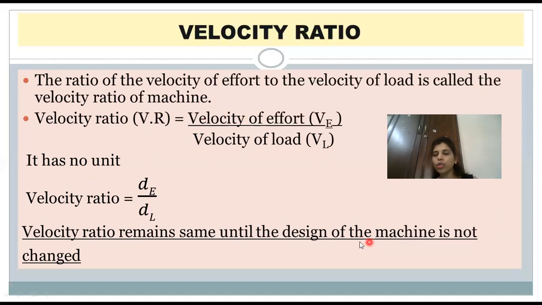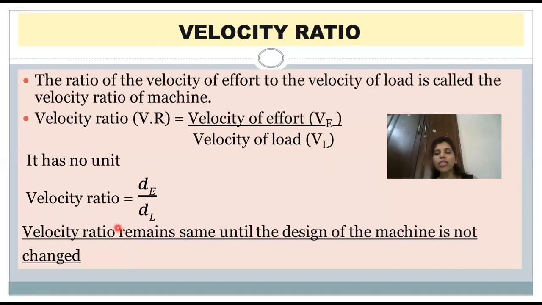Now I want to ask you one thing. You have seen that the mechanical advantage of a machine will be affected by friction and can be affected by the weight of the moving parts. But can velocity ratio be affected by the friction and by the moving parts? What do you think, children? Guess it, and then I'm going to answer you. Keep it in your mind and check whether your answer is right or wrong. So velocity ratio is not going to be affected by the friction and by the weight of the moving parts, as you have seen in case of mechanical advantage.